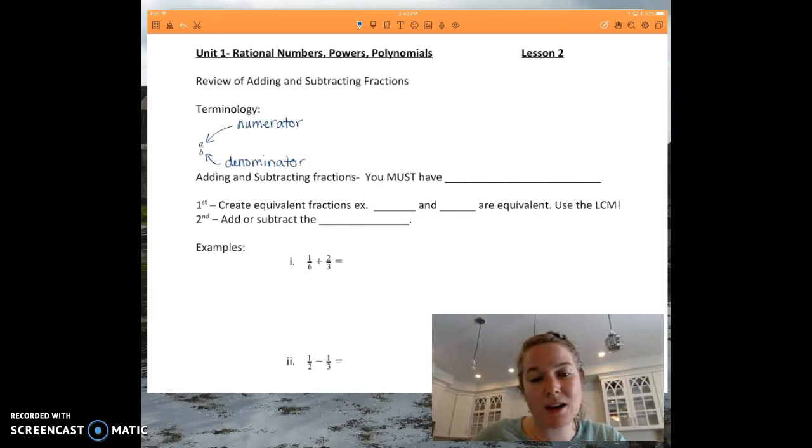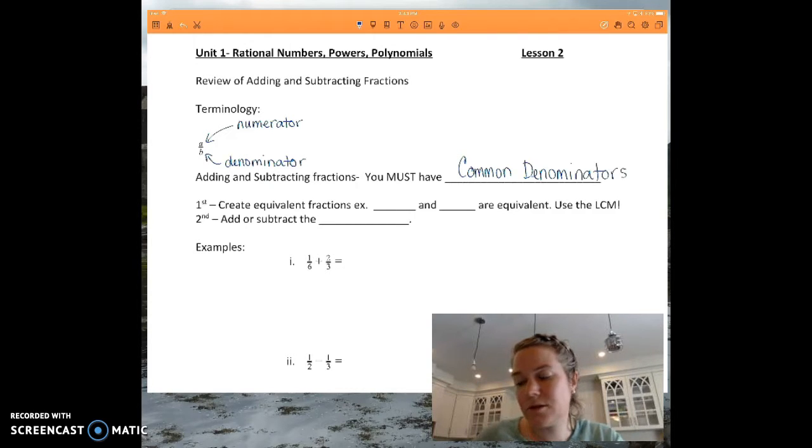So in order to add and subtract fractions, you must have common denominators. Okay? Means the number on the bottom has to be the same. And so what you're going to do is create equivalent fractions. Now equivalent means exactly the same. All right, so when I say we have a common denominator, it means that the number on the bottom is the same. When I say I'm creating an equivalent fraction, I'm creating a fraction that's the exact same proportion as the original fraction.